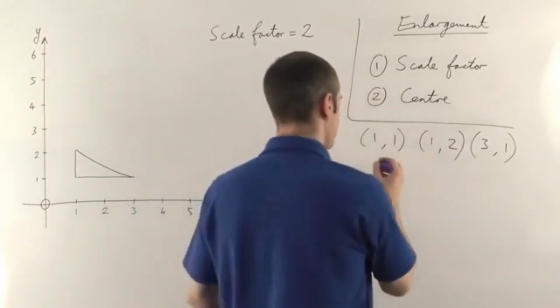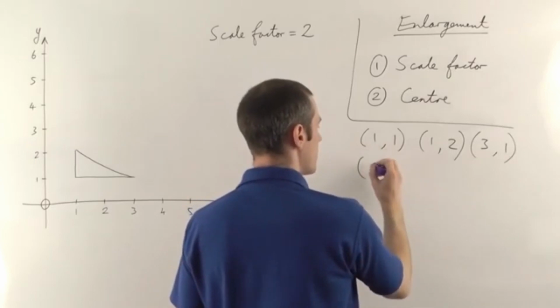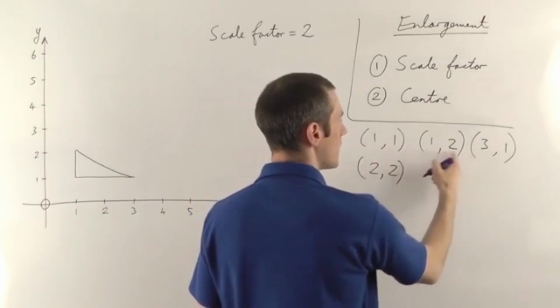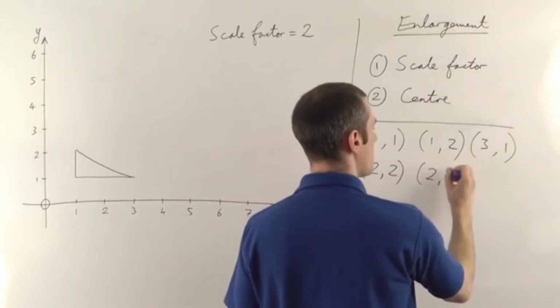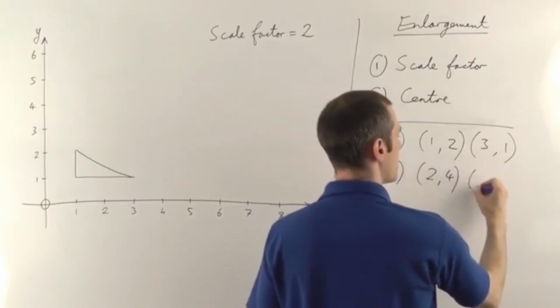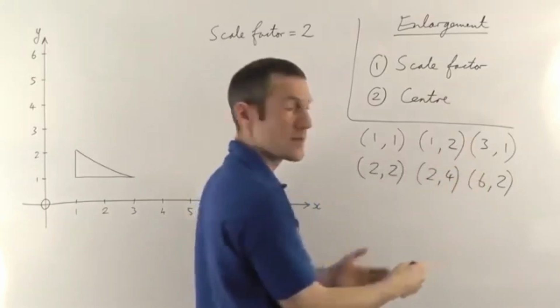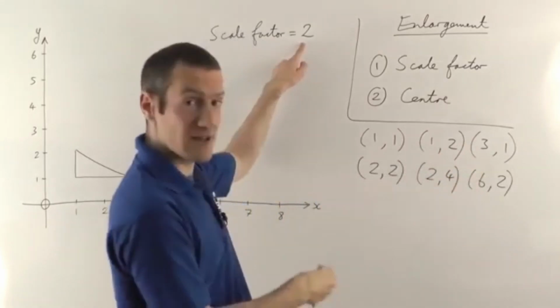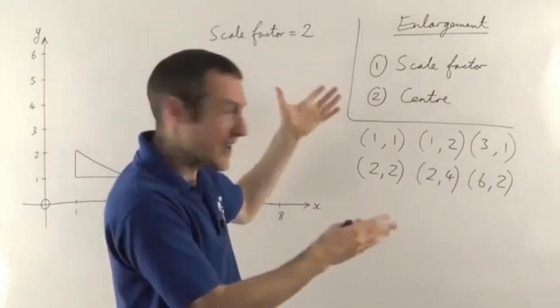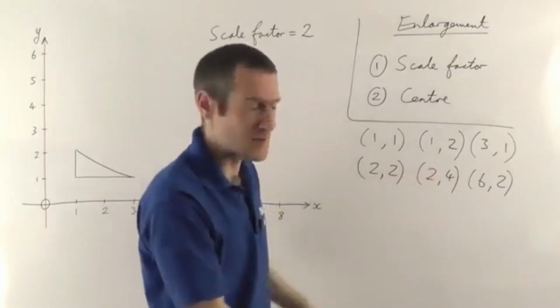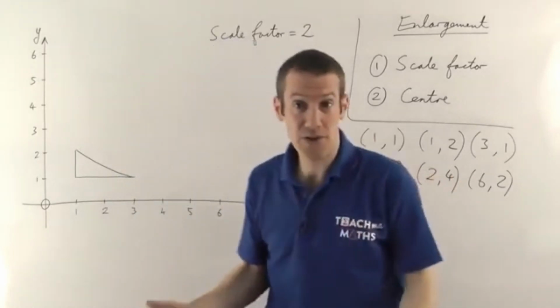So in this case, instead of 1 and 1, you're going to get 2, 2. 1, 2 would become 2, 4, and 3, 1 would become 6, 2. Yeah, each of the numbers has just become twice as big because the scale factor is 2. If the scale factor were 3, they would become all 3 times as big. And then you just plot the points.